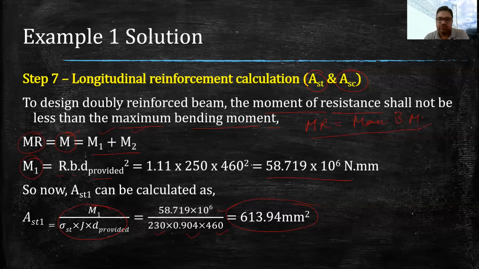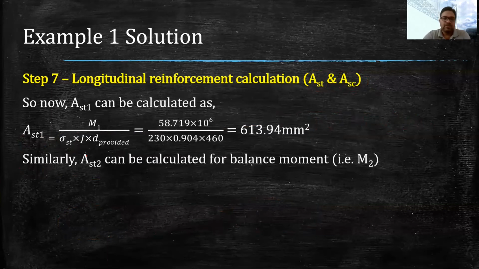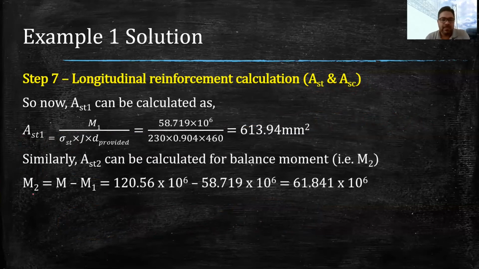Now we are supposed to find out AST2. Now AST2 is dependent on the value of M2. So this M2 can be calculated as M minus M1 simply. There you can see M2 will be M minus M1, where M we already know is the maximum bending moment, and M1 is the moment of resistance of the singly reinforced beam as a balanced section.